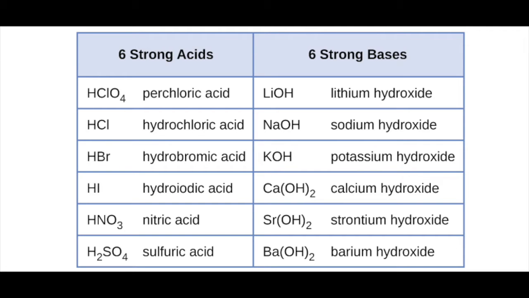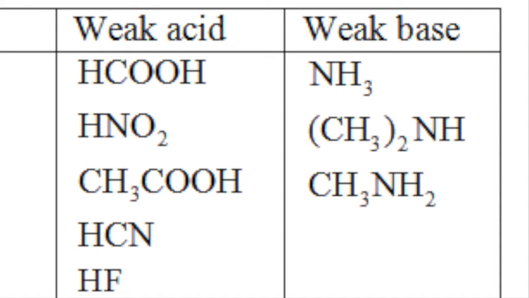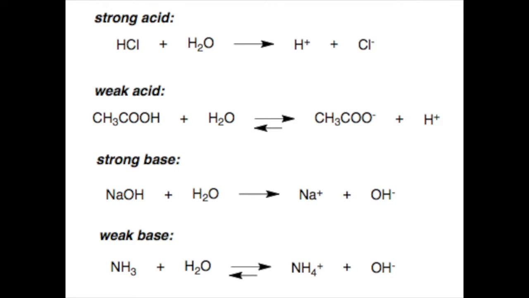In order to discuss acids and bases, first we must go over what strong acids and weak acids are. Here is a list of strong acids and bases. Now, here is a list of weak acids and weak bases. As we examine the differences between weak acids and strong acids, we see that one completely dissociates. The single arrow shows that the strong acid and the strong base completely dissociate, while the reversible arrow shows that the weak acid and the weak base are reversible.